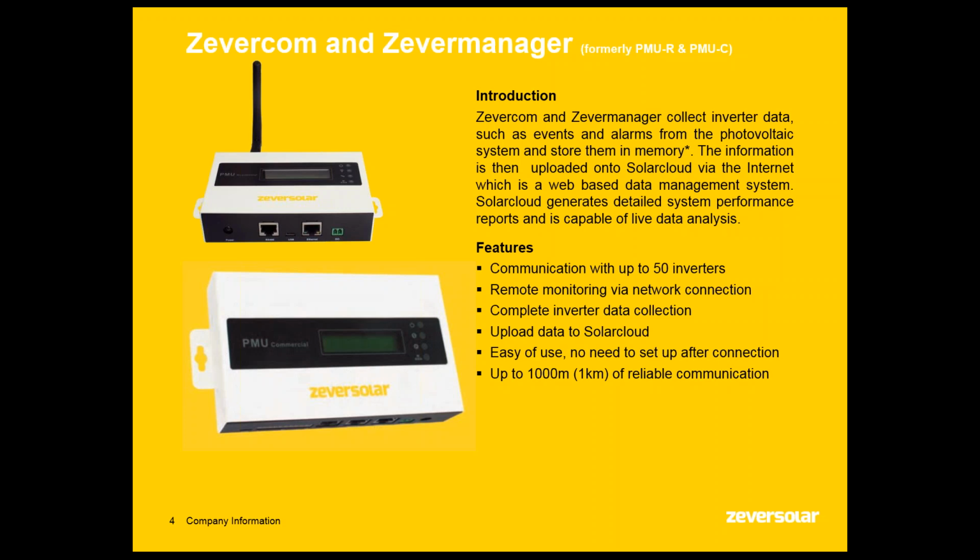Similar to ZeverCom, it's connected to the inverter via an RS485 cable. However, rather than Wi-Fi to the router, it's connected to a router via an Ethernet cable. Another difference is that it has the ability to connect up to 50 inverters rather than 5 like the ZeverCom unit. The other difference is that the ZeverManager must be powered by an additional power source, unlike the ZeverCom unit that powers off the inverter. The ZeverManager comes with a power pack with an Australian socket.